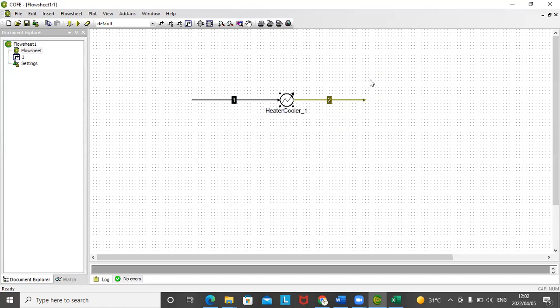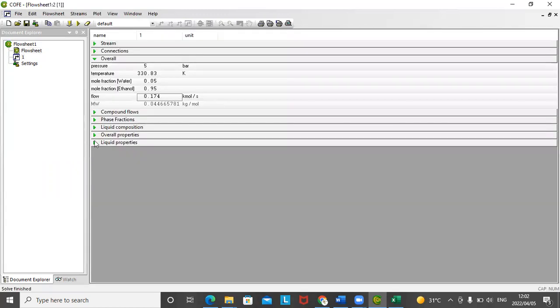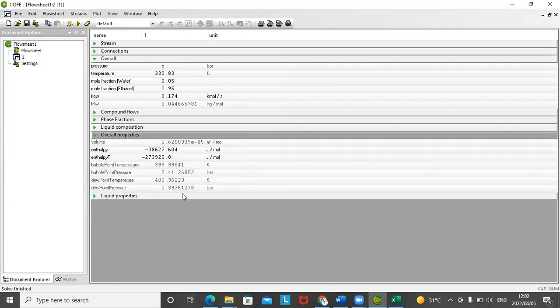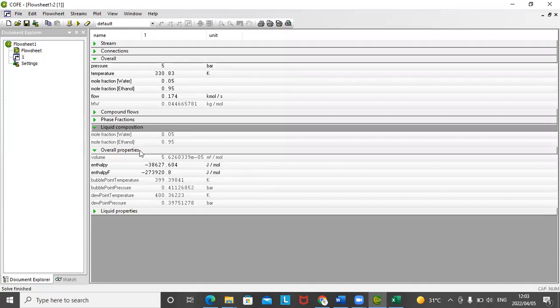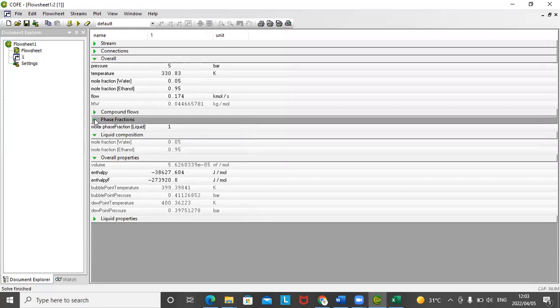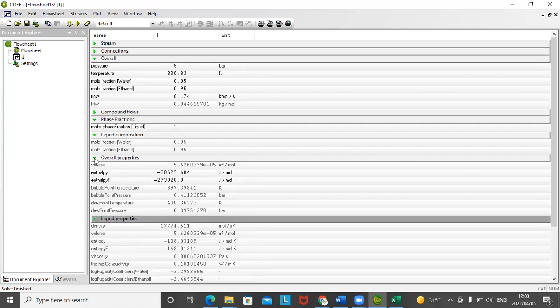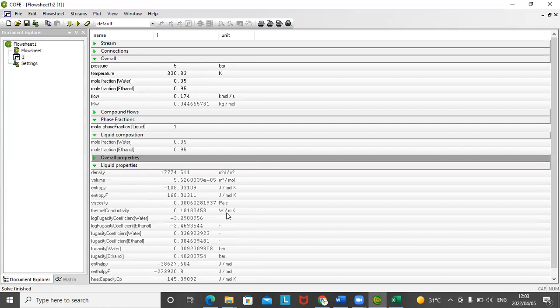Close that, and we run it. Now, once you run it, you'll be able to have all the information you need, because if you double click on that, you'll see you've got overall properties where it will give you the enthalpy and all of that. But then you also have here where the incoming stream, first of all, you need to check. The incoming stream was fully liquid. So if it's fully liquid, it means the information you have will be on liquid properties, right? So if you drop down liquid properties, you'll now be able to get your information.